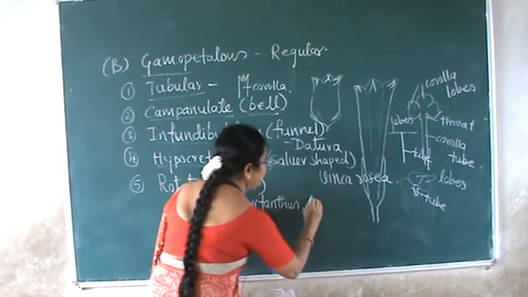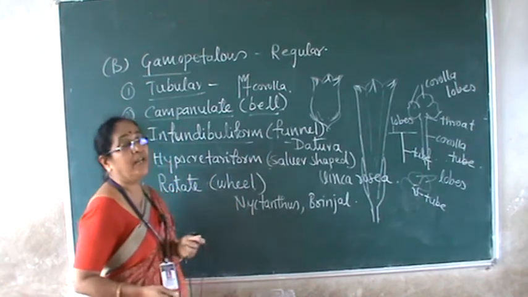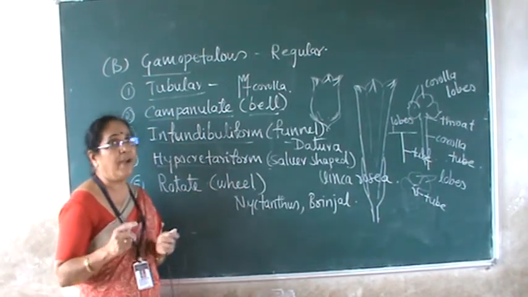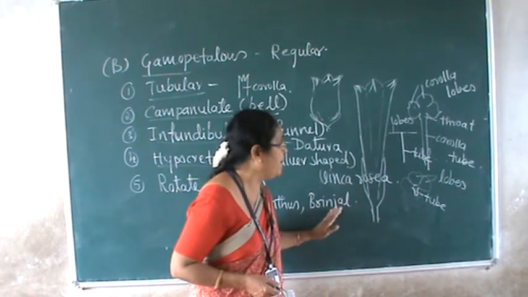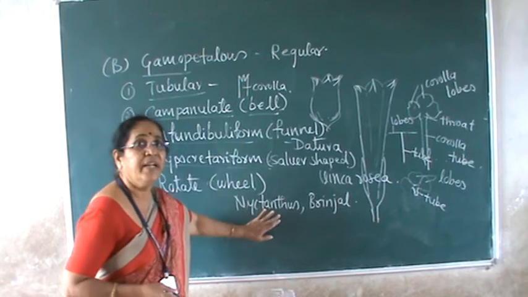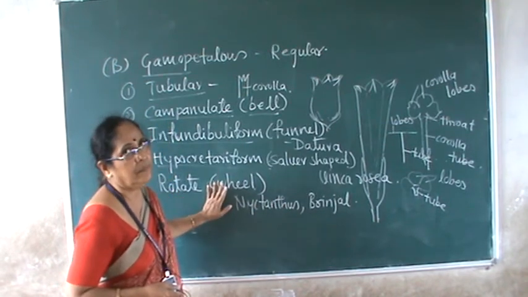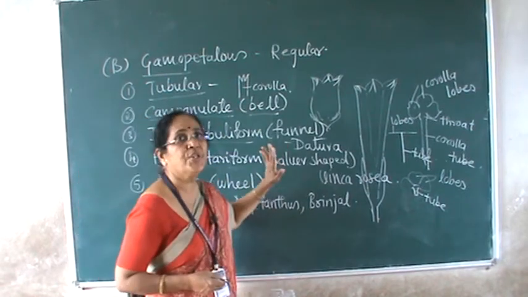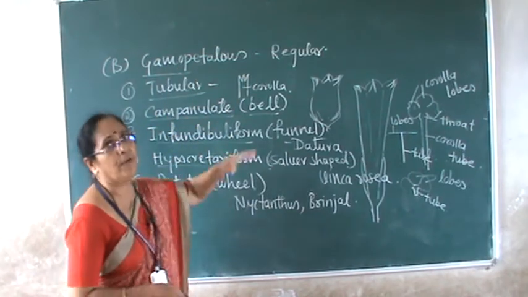This is found in the flowers of Nyctanthes arbor-tristis, Parijata, and brinjal. You might have seen brinjal, chili, tomato flowers. All of them belong to one family, Solanaceae. And the brinjal, chili, tomato flowers are examples for the wheel shape or rotate shape of the corolla. Nyctanthes, Parijata, is also an example for the same shape.